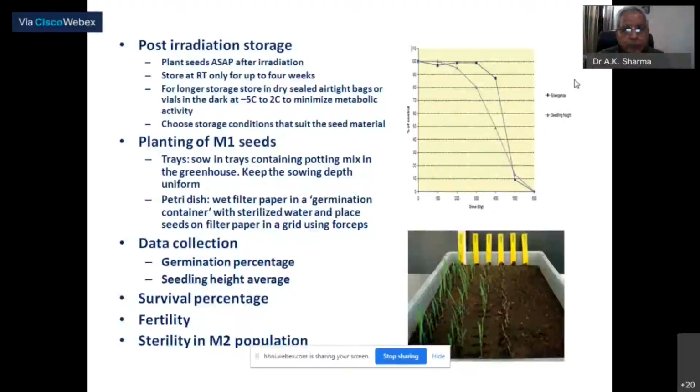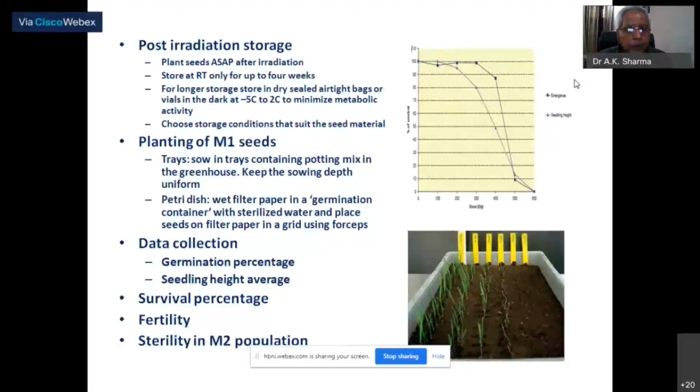Or if you have to use a longer period, then maybe you have to use airtight containers and low temperatures to reduce the metabolic activity. Because though seeds are not very actively multiplying tissues, there is certainly some element of repair that may start. So we may lose some mutations which might have been there, or some damage might have been repaired if we store longer and under uncontrolled conditions.